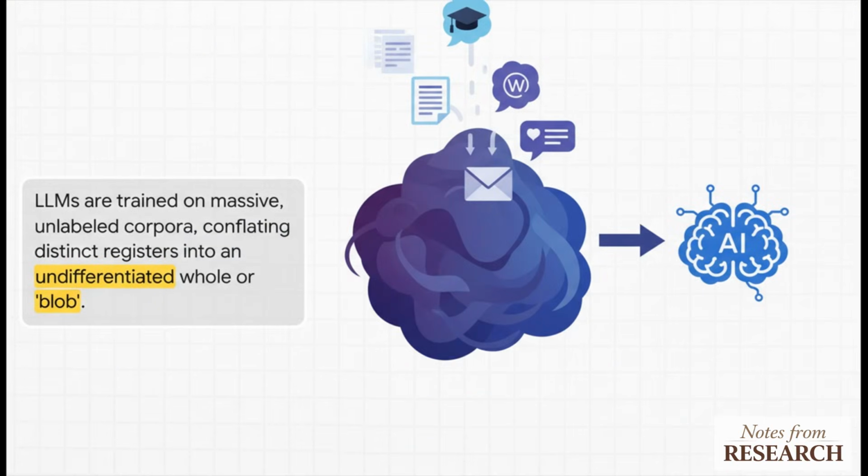The foundational issue is what the paper terms the blob problem. LLMs are trained on text scraped from the internet, but that data isn't typically organized by register. You have academic articles, blog posts, personal emails, forum comments, all of it gets mixed together into a single undifferentiated whole. Without explicit labels marking the communicative context, the model's ability to learn these crucial distinctions is fundamentally kneecapped from the start.